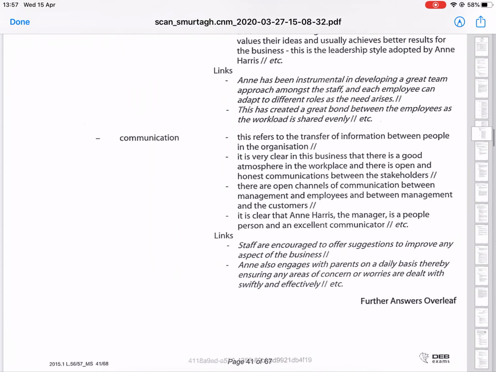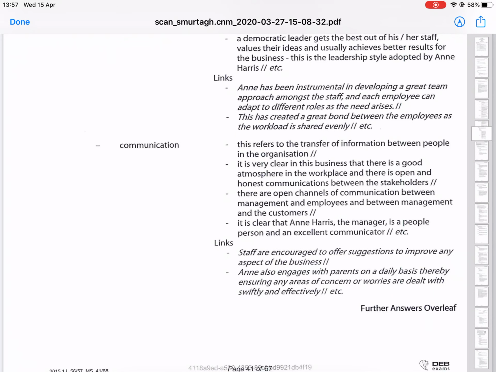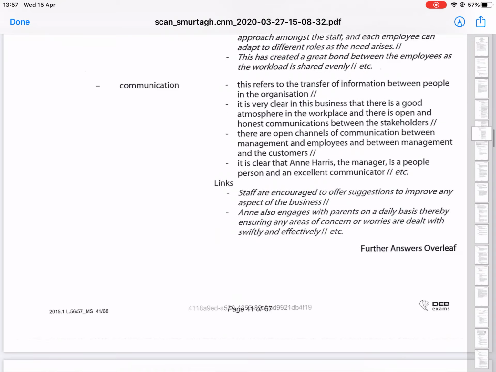Communication actually is the second one they've given here. So transfer of information between people in the organisation. You want to talk about maybe the benefit of good communication. People know exactly what they're doing in a business. People feel comfortable sharing ideas, or ideas are shared in a business. Open channels of communication, that type of stuff. And then you've got your links here again. So 2 well explained points needed there.